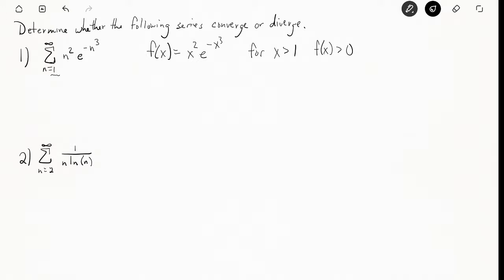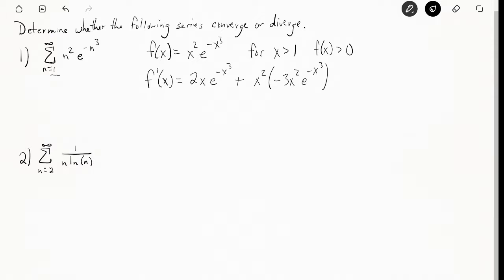Now, how do we show it's decreasing? Well, that's pretty easy in terms of derivatives. If the derivative is negative for all values on the interval, we're in good shape. And in this case, it's going to be the same song and dance. So we have to use the product rule, and you get 2x e to the negative x cubed, plus x squared times the derivative, which is negative 3x squared, and then e to the negative x cubed.